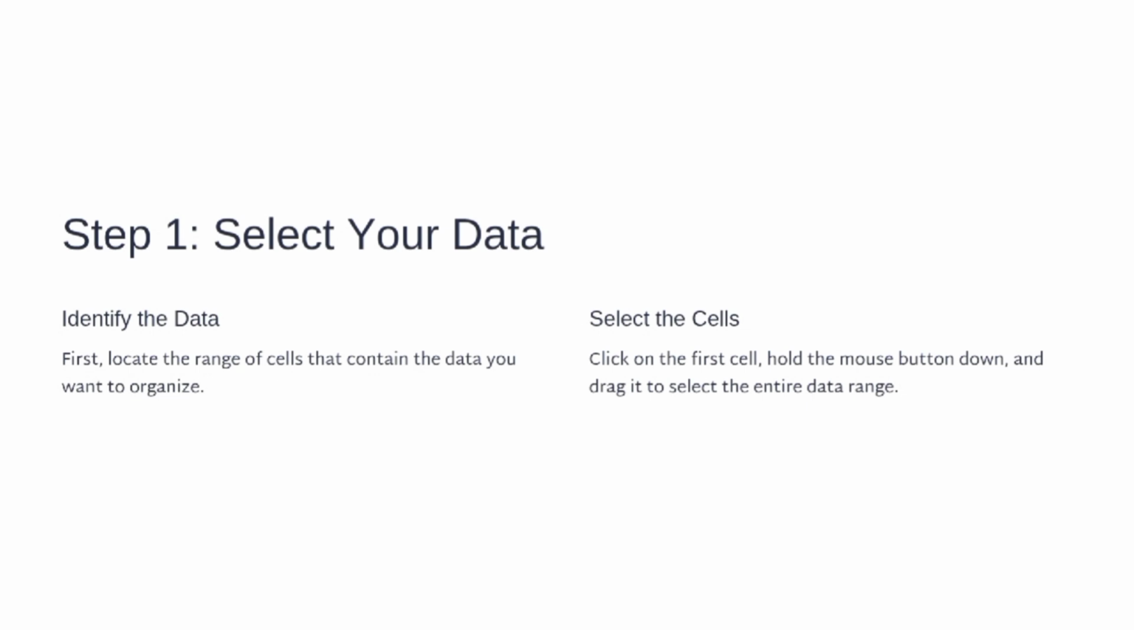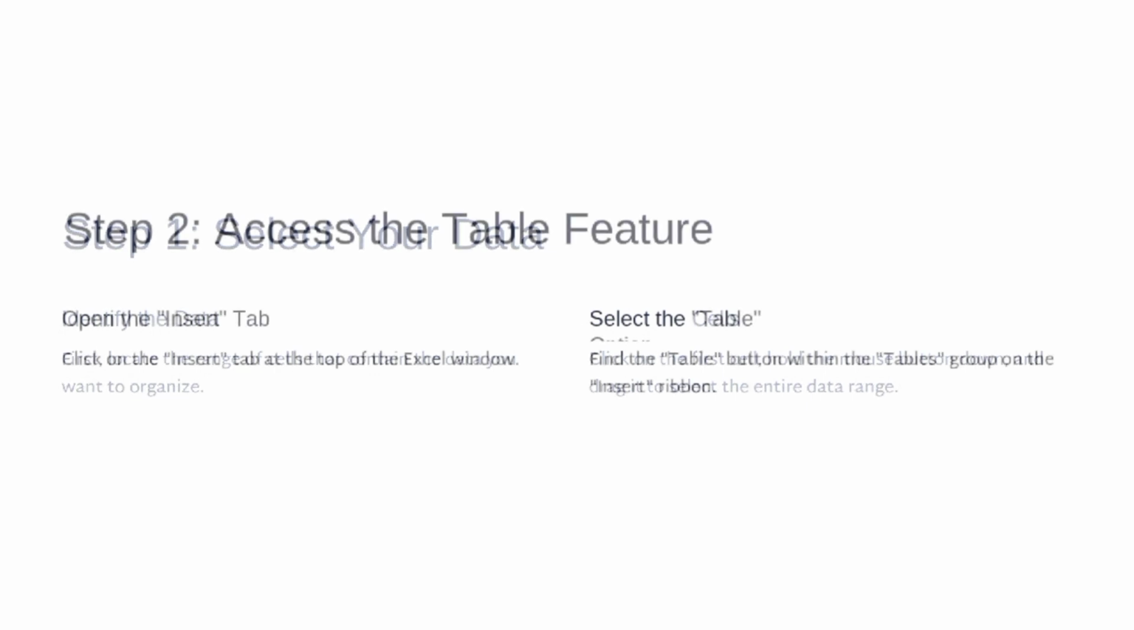Select the cells. Click on the first cell, hold the mouse button down, and drag it to select the entire data range. Step 2. Access the table feature. Open the Insert tab. Click on the Insert tab at the top of the Excel window. Select the Table option. Find the Table button within the Tables group on the Insert ribbon.